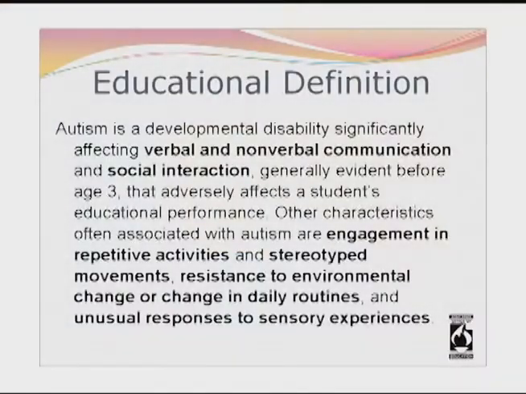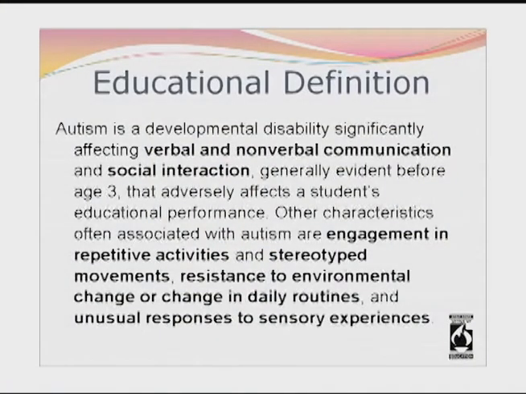So I'm just going to read it out loud for you. Autism is a developmental disability. That's the same, right? You've been hearing about that, correct? It significantly affects, and that's a significant word because it has to have a significant effect or they may not be eligible for services in public schools. Even though you might have a diagnosis of autism, we have to show the significant effect. Okay, so significantly affecting verbal and nonverbal communication.